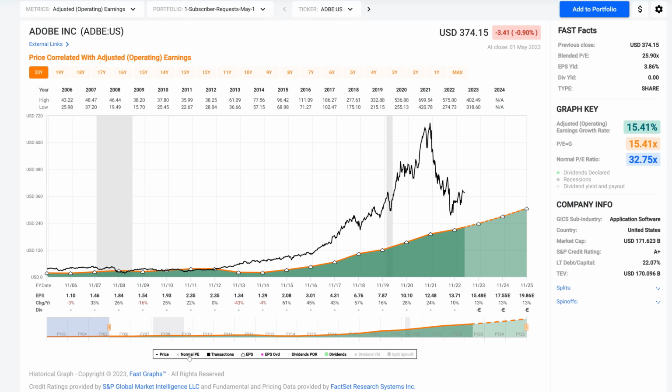The normal PE ratio, which is the blue line, shows you how the market has been, on average, and it's a trimmed average, valuing the stock. And in this case, they've given Adobe a premium valuation of about 32.75 going back to 2006. But once again, this is an analytical tool. The number isn't what's important. It's important to know that that blue line represents that number.